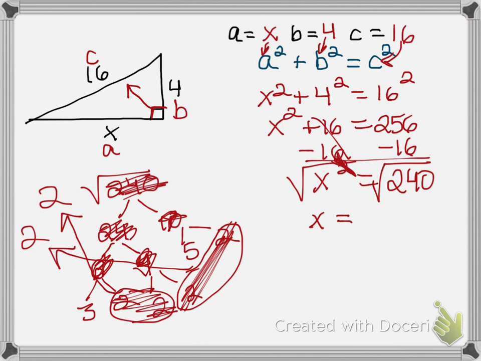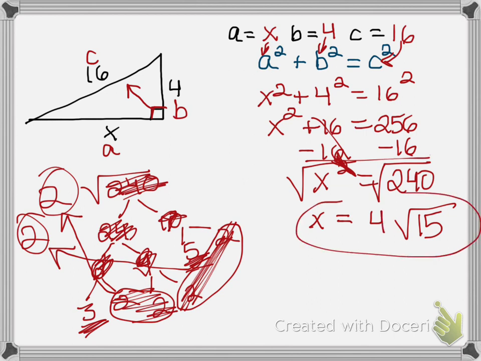Do I see any more pairs? No, but I do have a leftover of a 3 and a 5. So I'm going to multiply them. 3 times 5 gives me 15, and that will stay under the square root. Since I took out a 2 and a 2, I'll multiply those, and it'll give me 4, and that will go outside in front of the square root. So my missing side will be 4 square root of 15. And that's it.